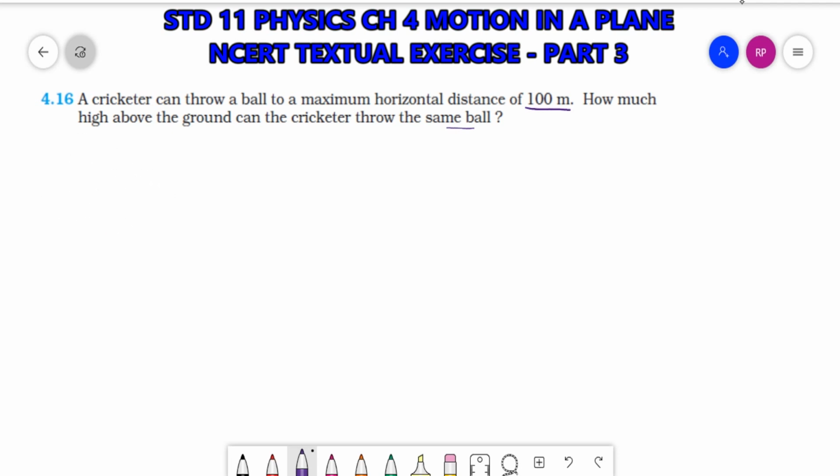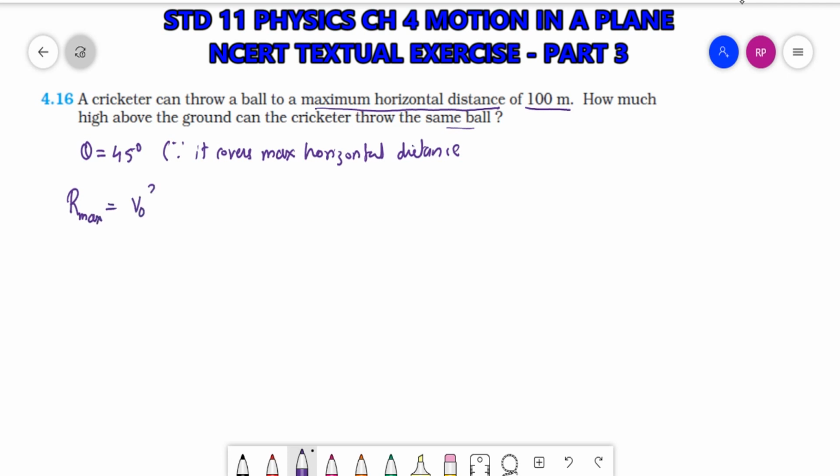So here I will write down theta is equal to 45 degree because it's given that the ball is thrown with a maximum horizontal distance. And the formula for maximum range is V0 square by G.